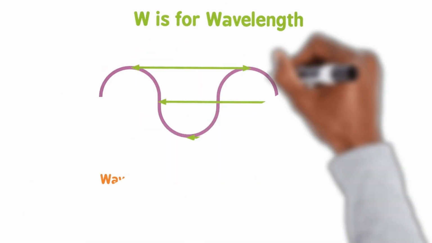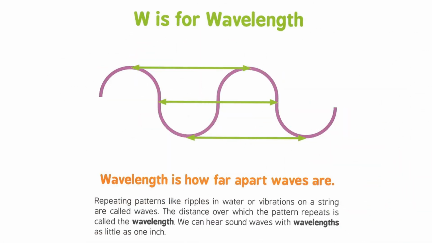W is for wavelength. Wavelength is how far apart waves are. Repeating patterns like ripples in water or vibrations on a string are called waves. The distance over which the pattern repeats is called the wavelength. We can hear sound waves with wavelengths as little as 1 inch.